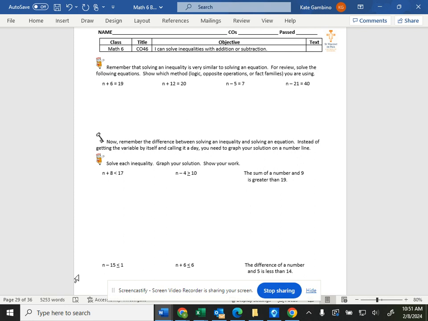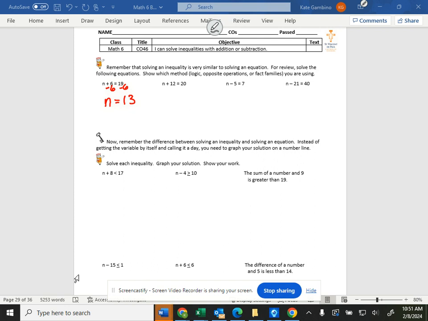N plus 6 equals 19. If I'm going to use the opposite operations, what would I do to solve for n? I would subtract. So I'm going to subtract 6 from both sides. So I get n, 6 minus 6 is 0, and then 19 minus 6 is 13. What would I do for my next one?